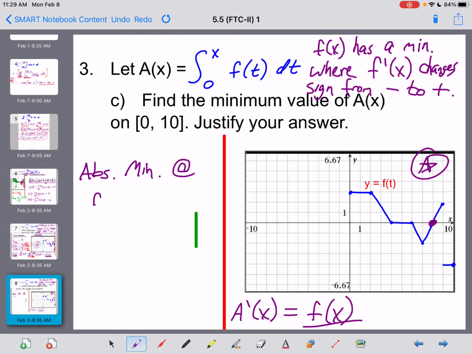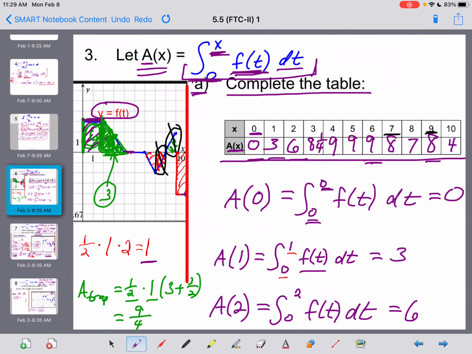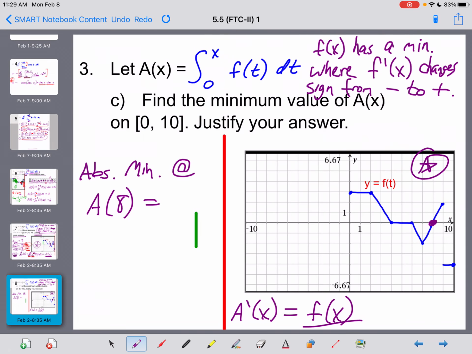So I know already, everybody, that our absolute minimum value here occurs at, it would be the value of, no, Mr. Fontana, not f, it would be a of 8. And the value of a of 8, let me go back to my table right here. Ooh, hang on now. Looks like it's going to be 7. Okay, that is going to be 7 here.